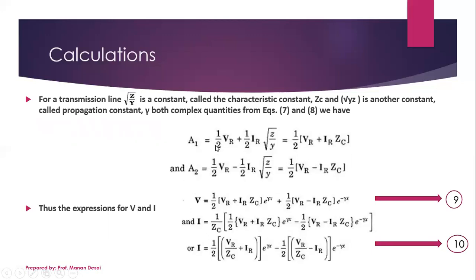A1 is equal to 1 upon 2 VR plus 1 upon 2 IR under root Z by Y, and A2 is equal to 1 upon 2 VR minus 1 upon 2 IR under root Z by Y. So from the constants A1 and A2, we can get the expressions in the form of voltage and current. Ultimately we got equation number 9 and equation number 10. You can see here on the screen.